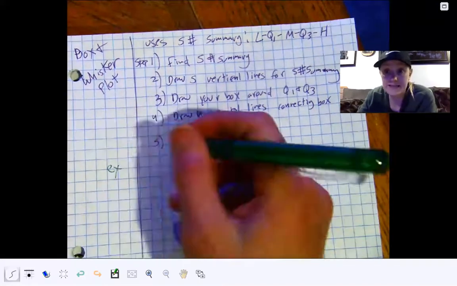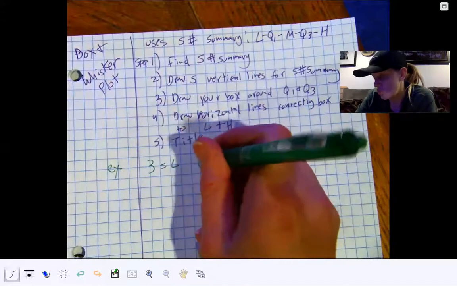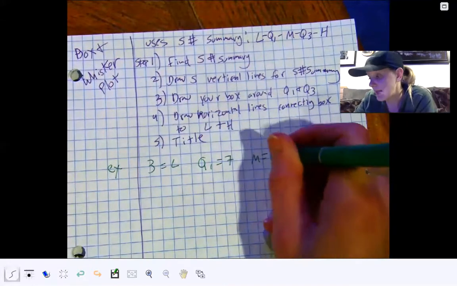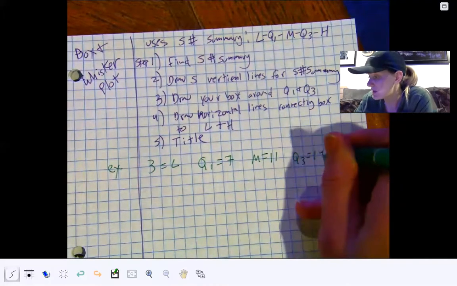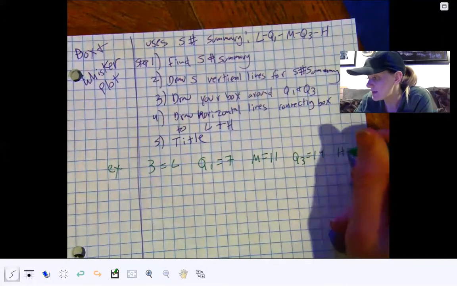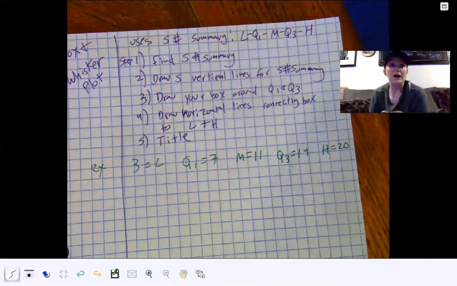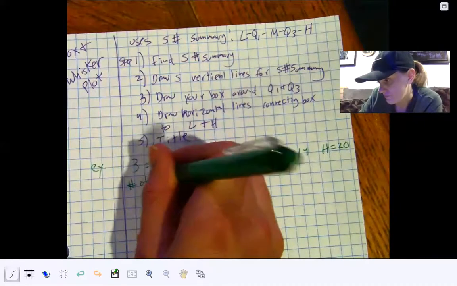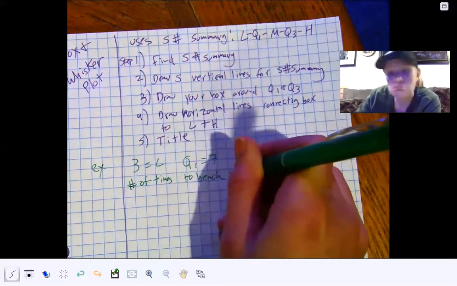Okay, I'm going to say that 3 is our low. I'm going to say that Q1 is 7. I'm going to say that our median is 11. I'm going to say that our Q3 is 14. And I'm going to say that our highest is 20. Okay. And let's pretend this was the number of times you've been to the beach in January.